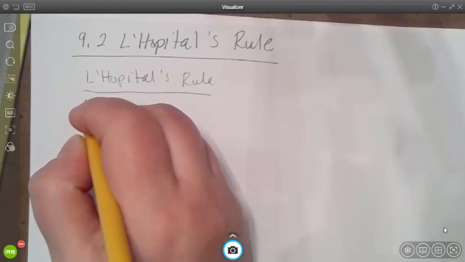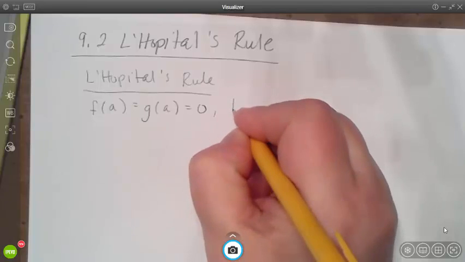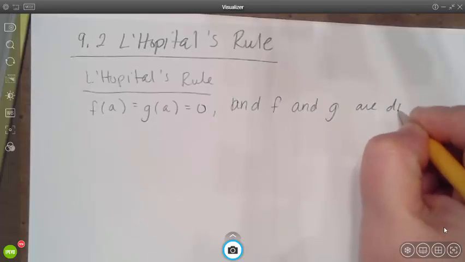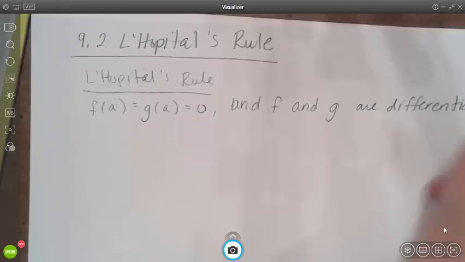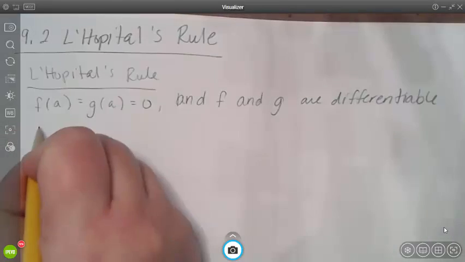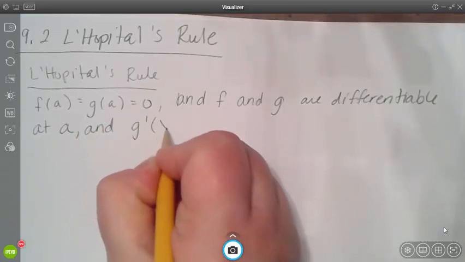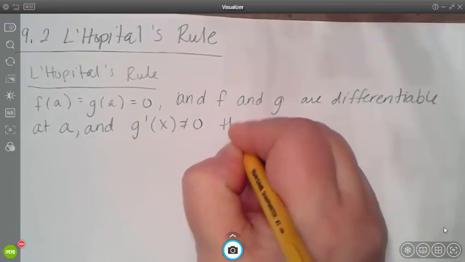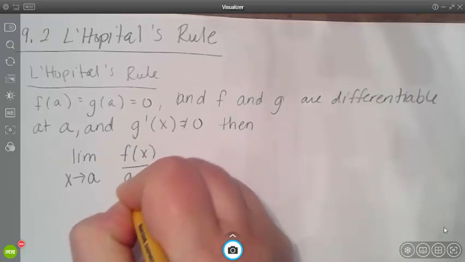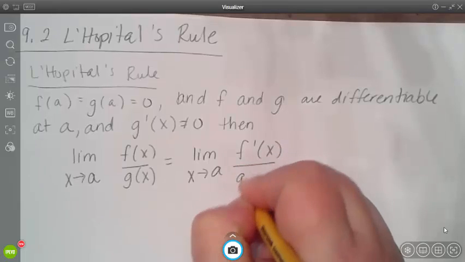But it says that if f of a and g of a both equal 0, and f and g are differentiable at A, and g prime of x does not equal 0, then the limit as x approaches A of f of x over g of x equals the limit as x approaches A of f prime of x over g prime of x. (Oops, sorry, that went off the screen a little bit. Let me move this over.)